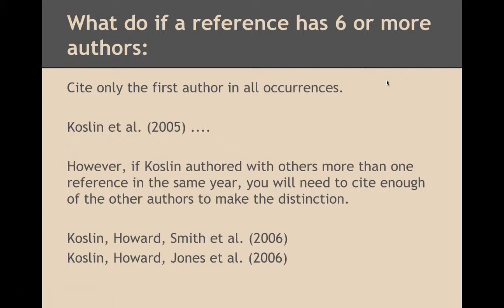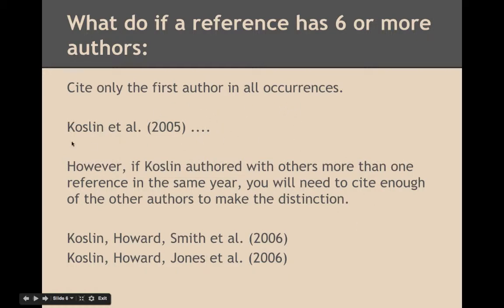In some occurrences, you might find a reference has 6 or more authors. In the text of your paper, you never at any point list all 6 authors. Rather, you list just the first author, et al., and the year.